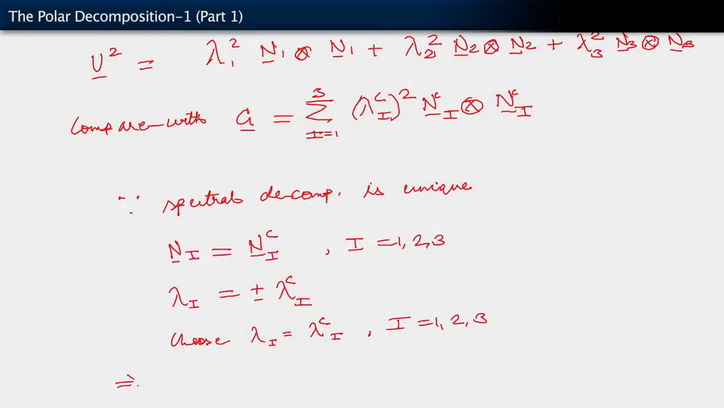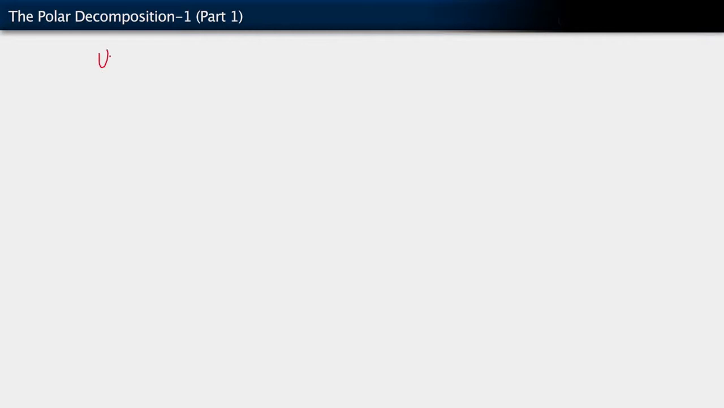Which implies that U equals the sum over i of lambda i ni tensor ni exists. Okay? U exists. We've proved, therefore, that U exists. U belongs to S3. And because of the way we've chosen the eigenvalues of U to be positive, it implies that U itself is positive definite. Okay?